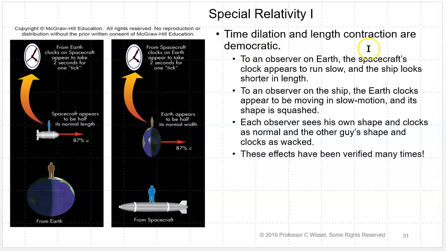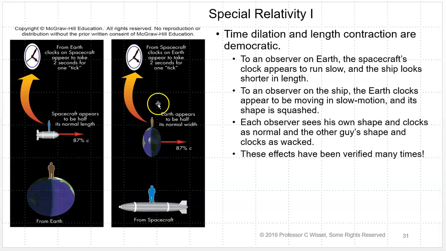Time dilation and length contraction are democratic. So here we have an observer on Earth, and this observer is watching a spacecraft go by. The spacecraft is moving at 87% of the speed of light. The Lorentz factor is 2. So to an observer on Earth, the spacecraft clock appears to run slow, and the ship looks shorter in length. The ship looks short at half its normal length, and from Earth, the clocks on the spacecraft appear to be taking 2 seconds for 1 tick. So they're running twice as slow.